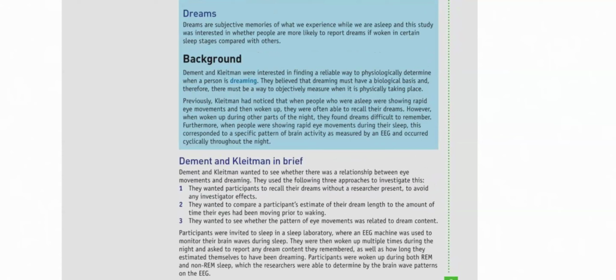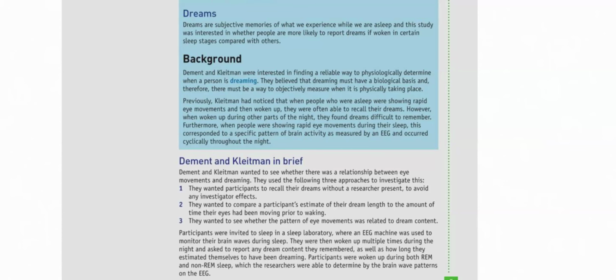REM sleep is deep sleep, and I'm giving you a spoiler, it's also when people are dreaming. As soon as someone goes into REM sleep, that means they have started dreaming. So there is a high chance that whenever you're in REM sleep, you are also dreaming. Whenever you're in NREM sleep, which is non-rapid eye movement sleep, not very deep sleep, there's a very huge chance that you're not dreaming.